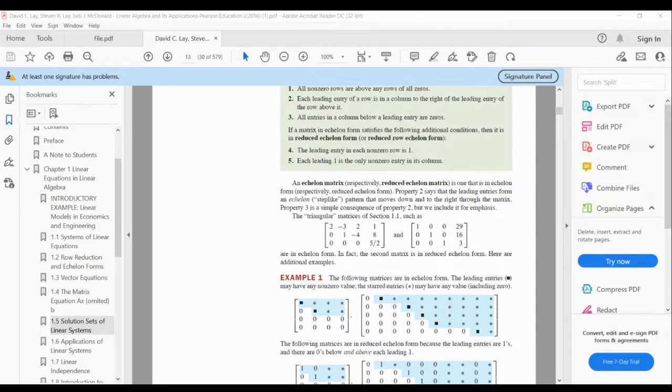So these properties really, just doing a lot of practice will help you understand the properties.